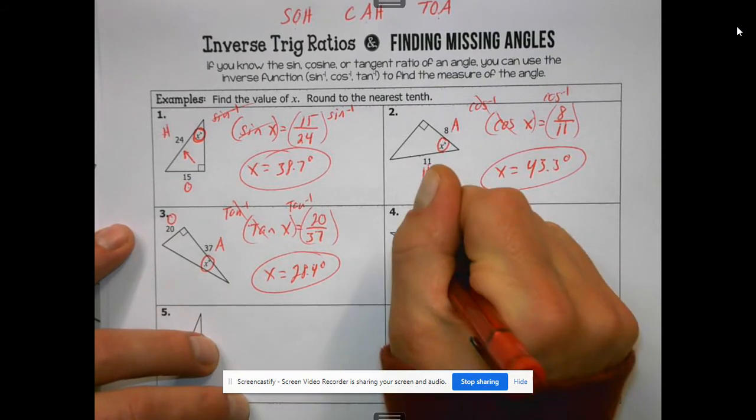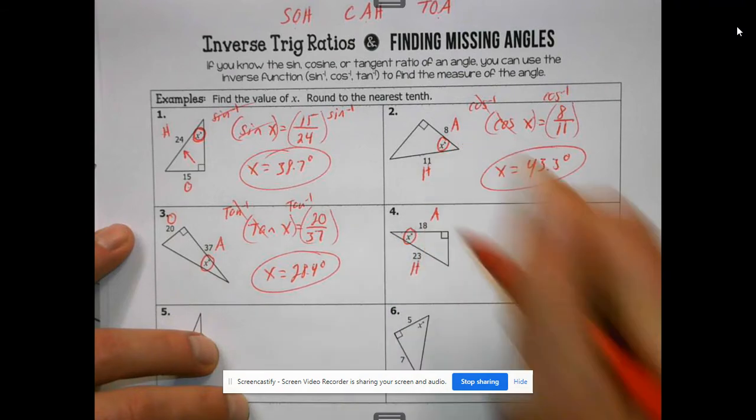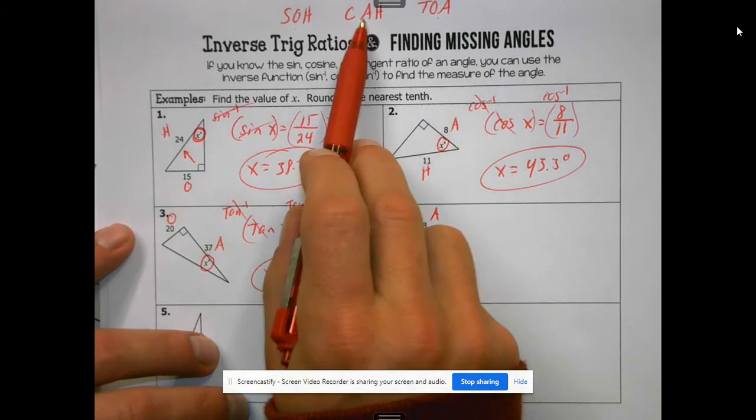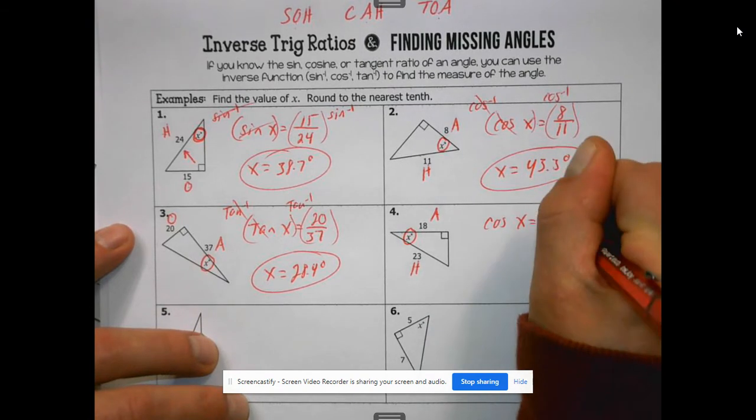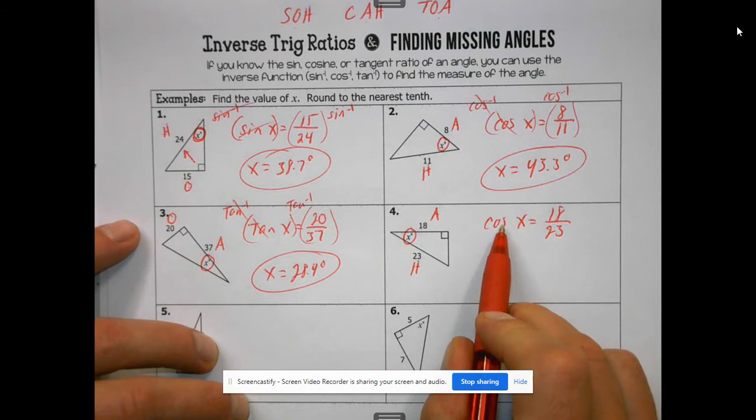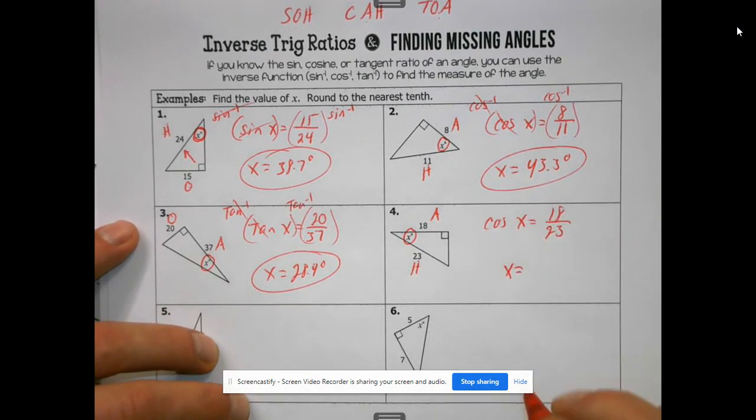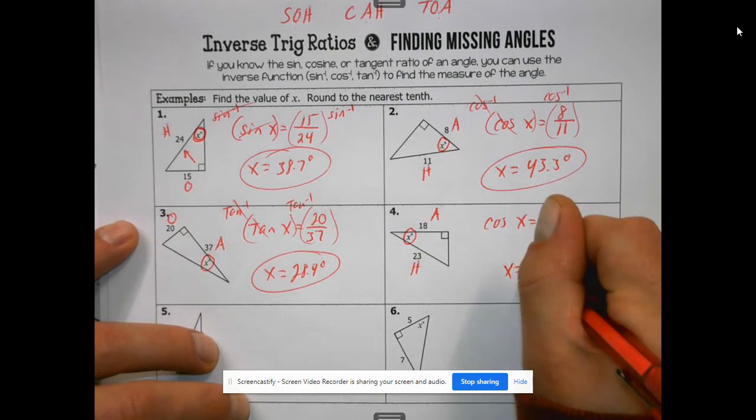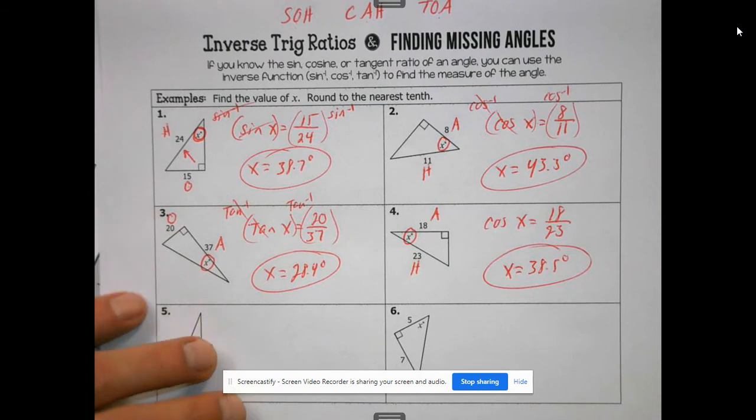Number 4, circle the angle I'm working from. Across from the 90 is hypotenuse. The leg touching me is adjacent. A and the H, I'm using cosine. Cosine of X, adjacent 18 over hypotenuse 23. So second cosine of that fraction. If you type that in correctly, it should be 38.5. Make sure you get that answer, guys.